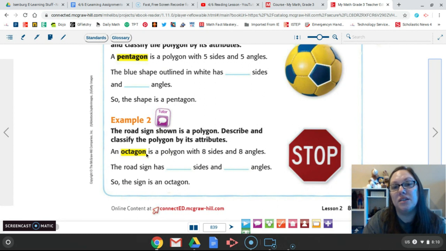So it says an octagon is a polygon with 8 sides and 8 angles. If you count, we have 1, 2, 3, 4, 5, 6, 7, 8 sides, and then 1, 2, 3, 4, 5, 6, 7, 8 angles. So this shape is an octagon. We would classify it as an octagon.